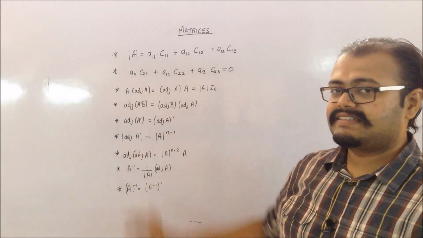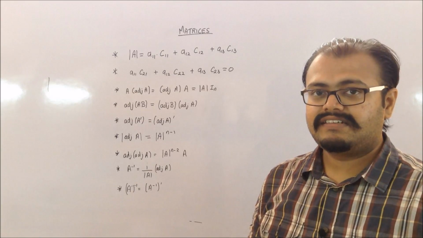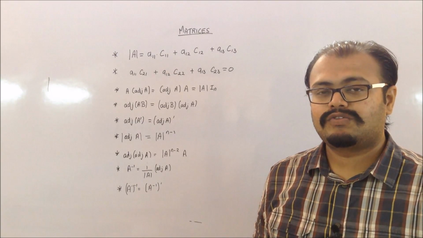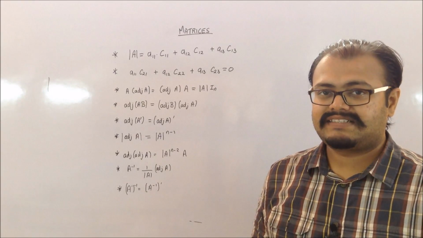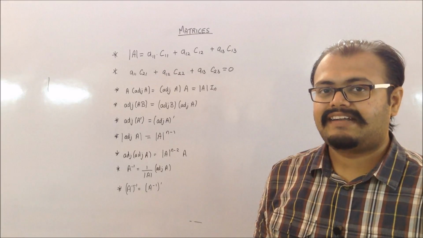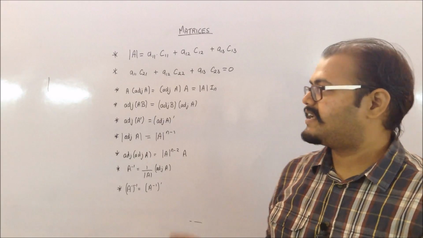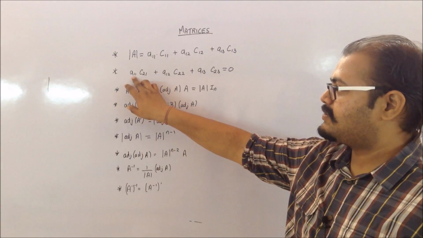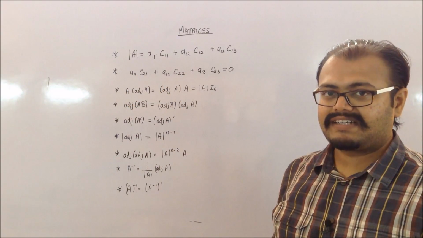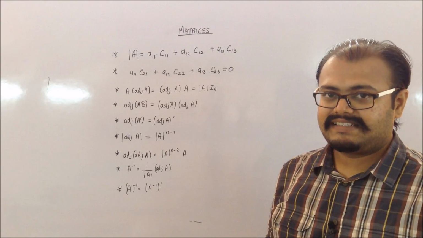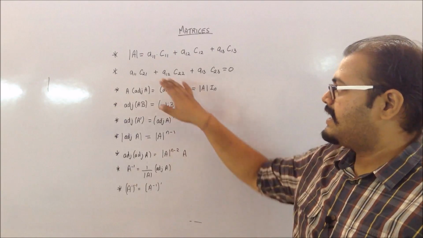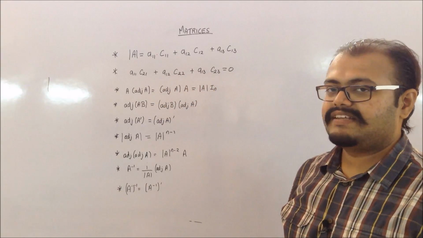Next one, if I am considering elements of any particular row or column and I am considering the cofactors which are not present in that particular row and I am multiplying, then that value will be equal to 0. Like if I am considering the first row and I am multiplying with any cofactor which is not present in that row, then this particular addition will give me an answer of 0.